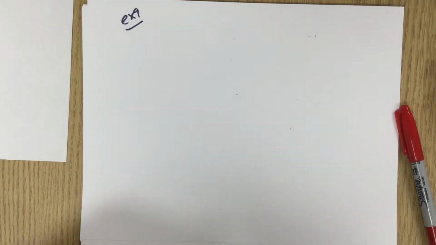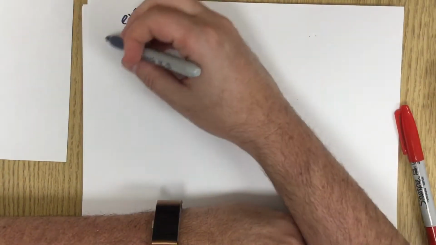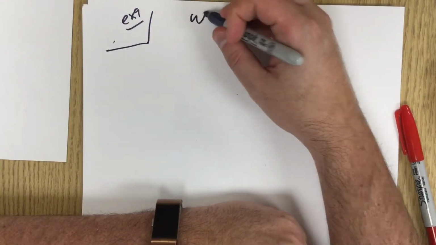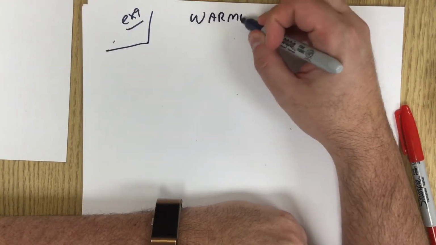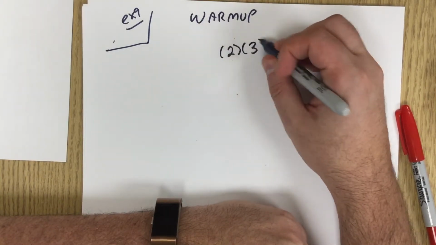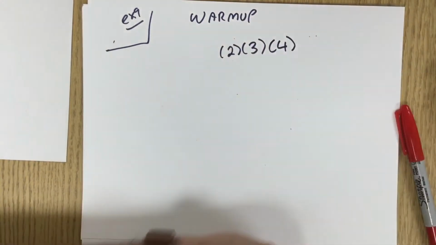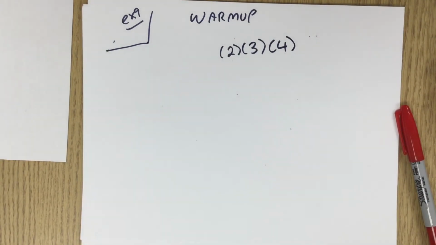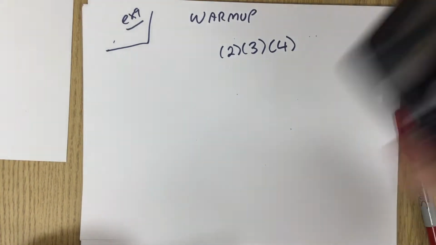Before we do number 9, actually, let's do a warm-up. So the warm-up is going to be, what is 2 times 3 times 4? And if you think about it, you can't actually come up with the answer right away. I mean, I guess in a calculator you could type in 2 times 3 times 4.